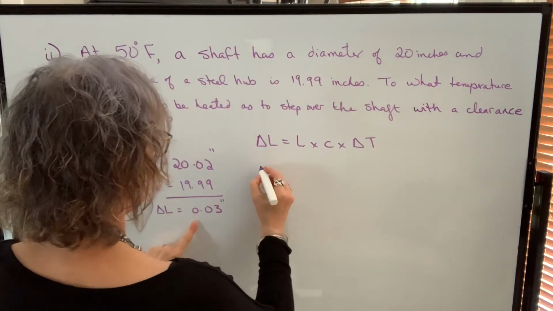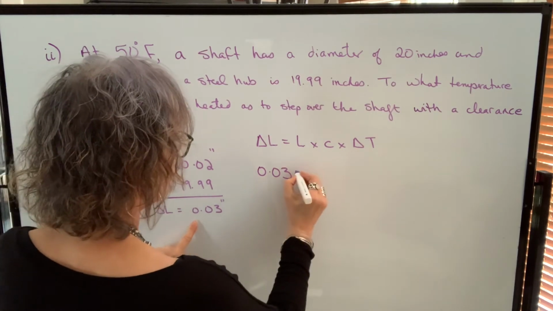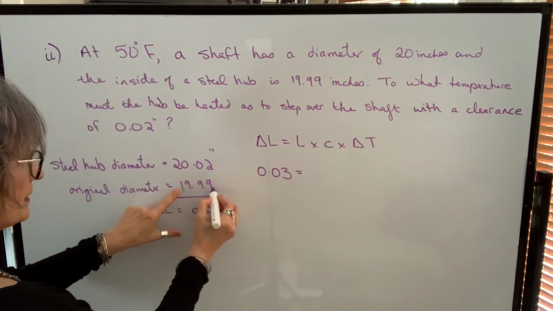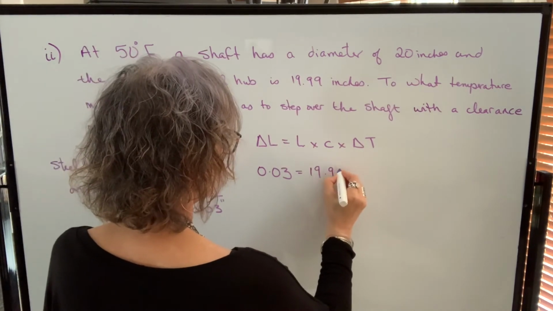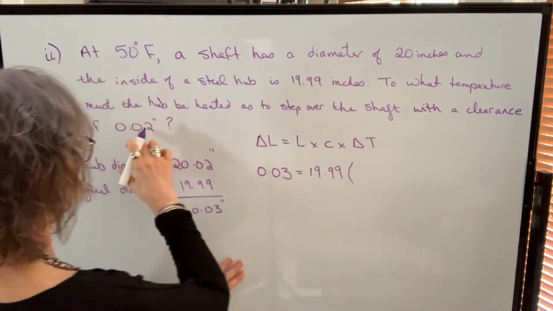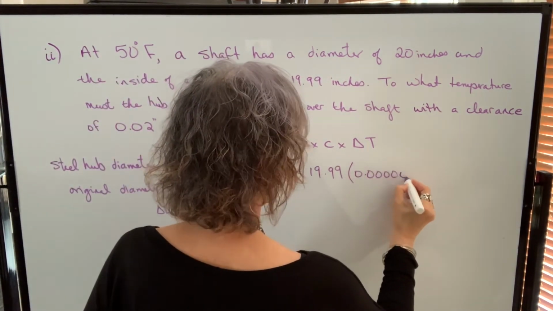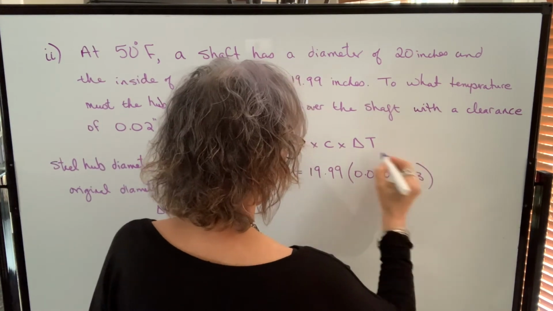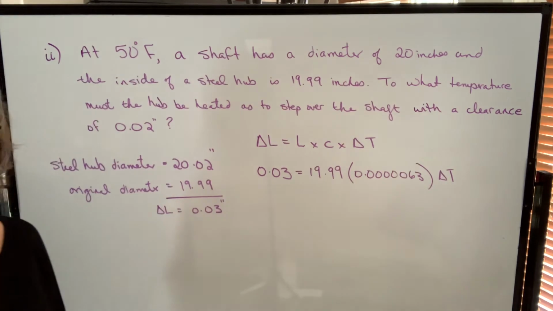I know that the change in length needs to be 0.03 inches, or the change in diameter. The original diameter of that steel hub that I'm going to be heating up is 19.99 inches. The coefficient of expansion for steel and for degrees Fahrenheit is this one. And what we don't know is the change or increase in temperature.